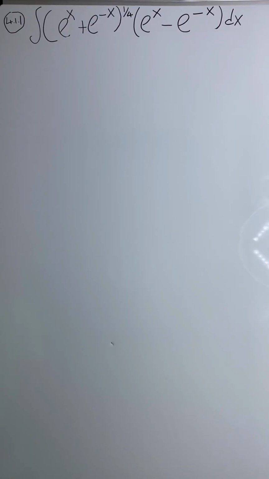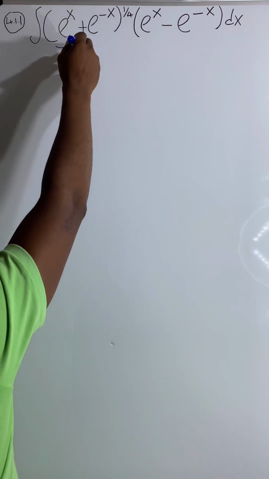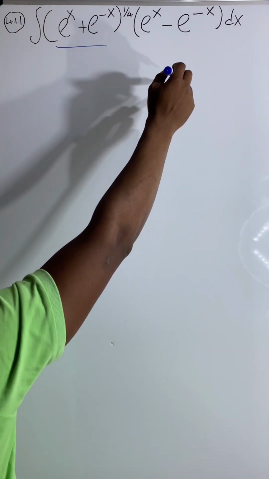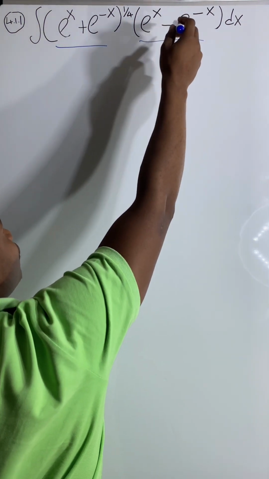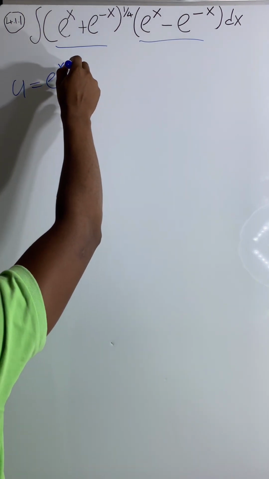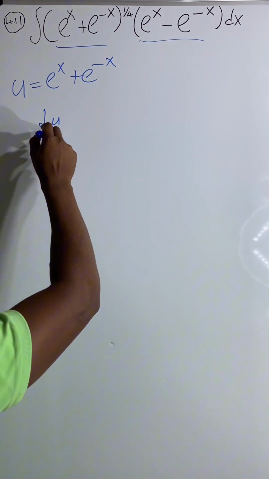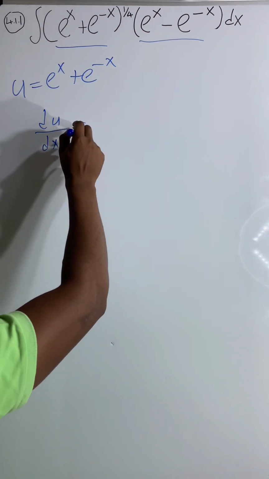Question 4.1.1, we have to evaluate the integral of (e^x + e^(-x))^(1/4) multiplied by (e^x - e^(-x)) dx. We can immediately see that if we were to differentiate this part of the integral without the exponent, we get that part of the integral, so we can set our u as e^x + e^(-x), differentiating u with respect to x.